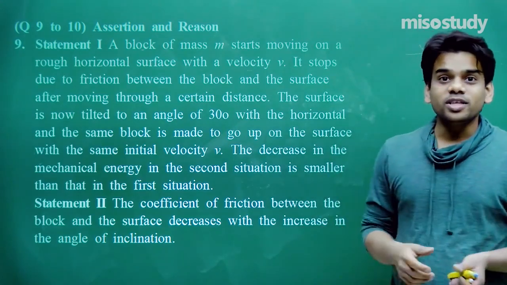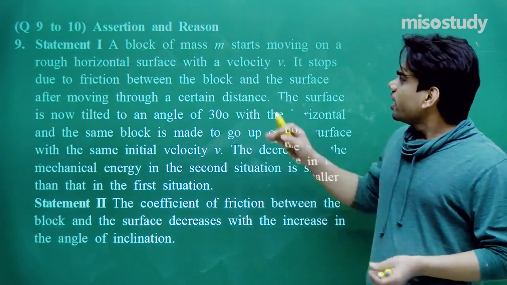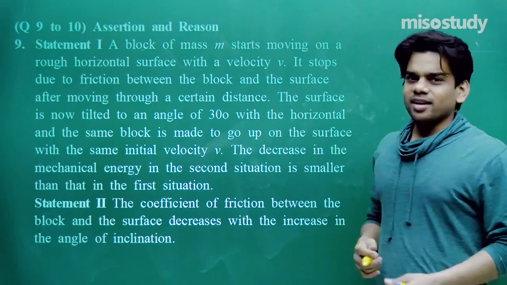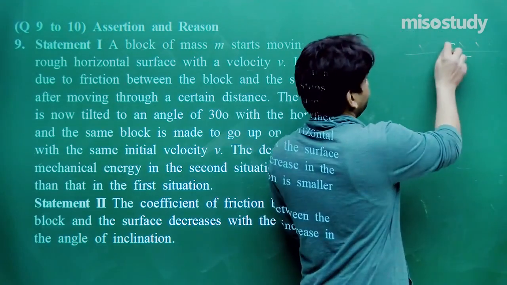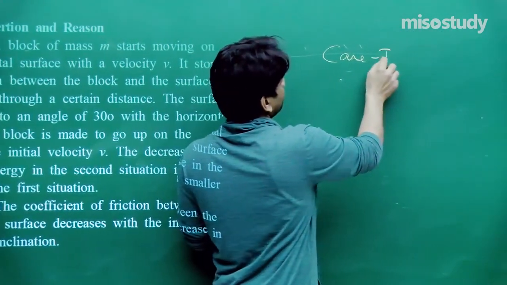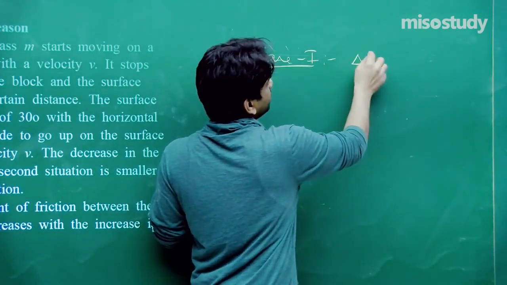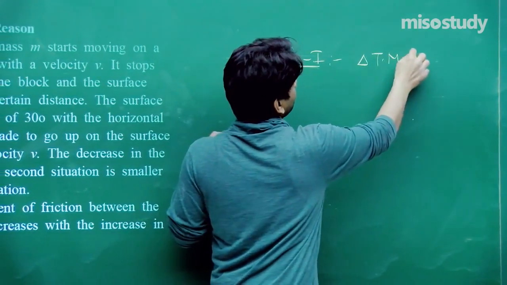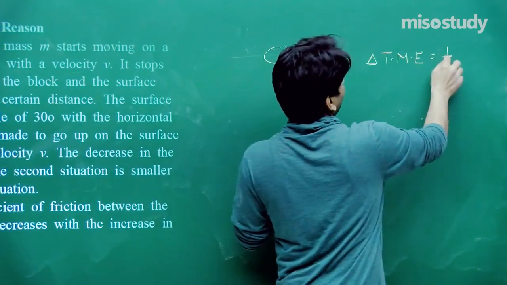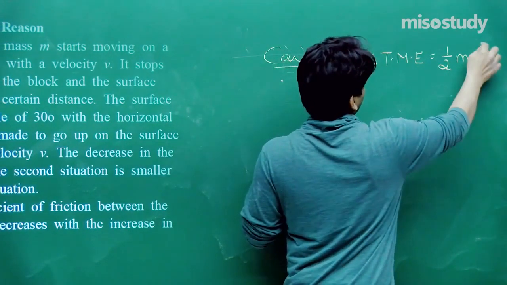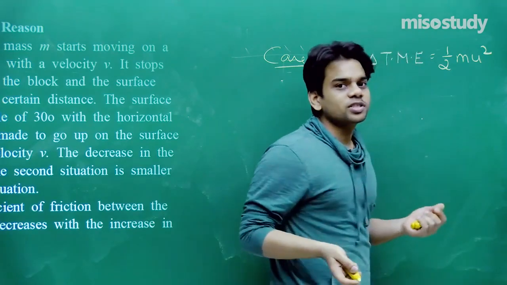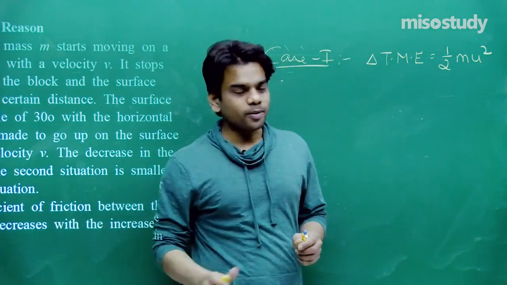Let's talk about each of the cases. In the first one, the decrease in mechanical energy will be what? In case 1, if we talk about the decrease in mechanical energy, I am writing change in total mechanical energy, that will be equal to half m u square. I am checking the validity of the first statement. I have not read the second statement, don't worry about it.